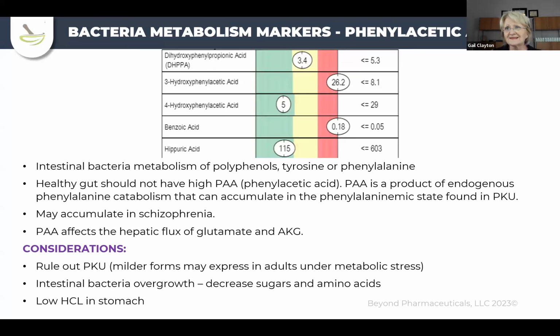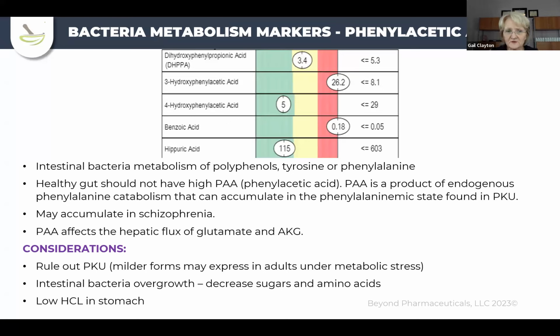Most of the time, it's not a PKU issue. When I get to the amino acids, I will really stress that looking at the ratio of phenylalanine to tyrosine can be helpful in determining that. Sometimes it'll just go high because of a depletion of antioxidants.